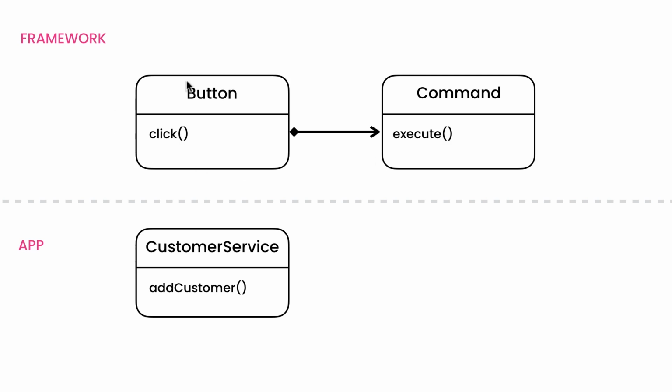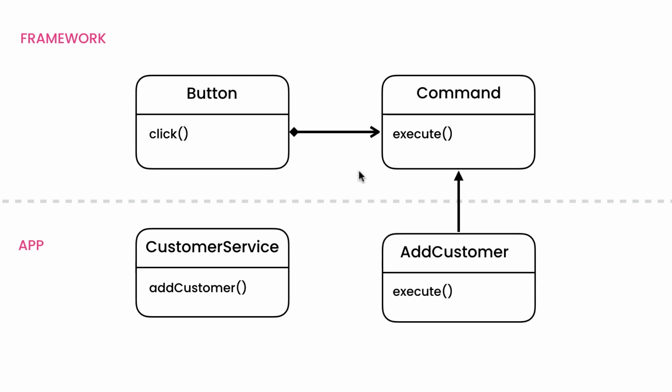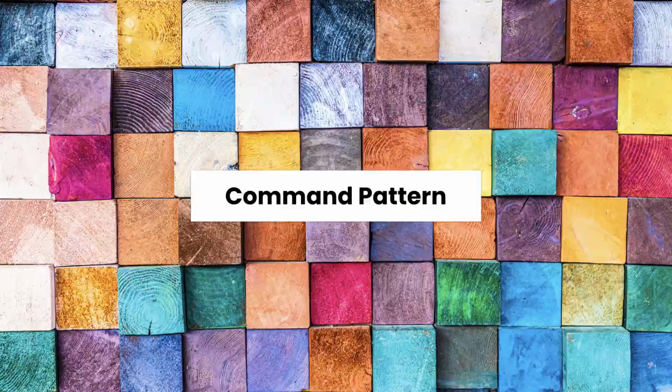Now, John Smith is going to take our framework and build an application with a graphical user interface. Beautiful. So he's going to implement the command interface inside a class called add customer. In the execute method of this class, he's going to call the add customer method of the customer service class. So this concrete implementation is simply delegating work to this object. This is where we have all the logic for working with customers. So the add customer class talks to this customer service, okay? This is what we call the command pattern.